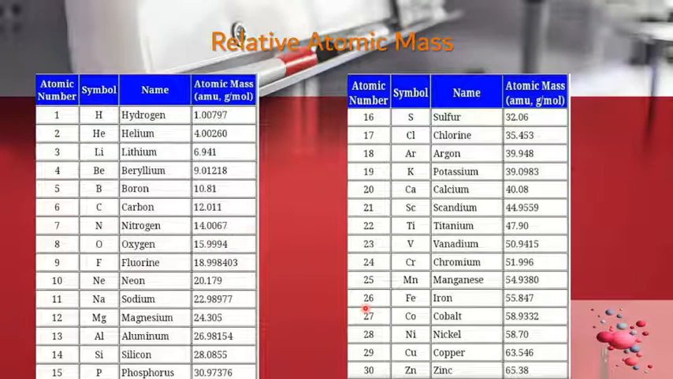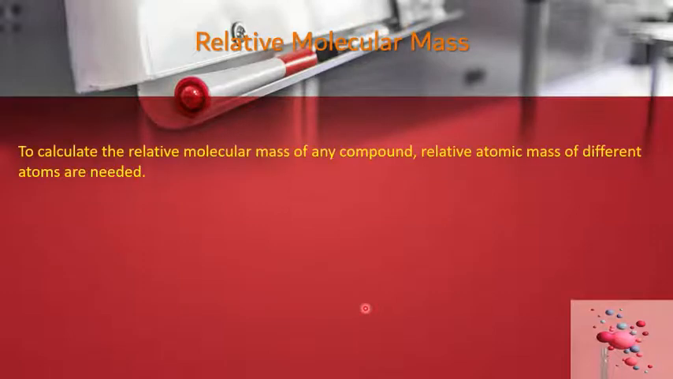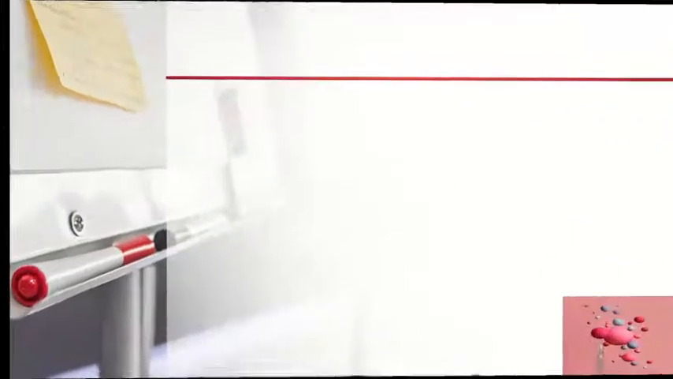Now we will calculate the molecular mass by using the atomic mass. It is called relative molecular mass, because this mass is calculated by using the relative atomic mass of atoms. So the molecular mass is called relative molecular mass. To calculate the relative molecular mass of any compound, the relative atomic masses of the different atoms are needed. Relative molecular mass equals relative atomic mass of atoms times number of atoms.